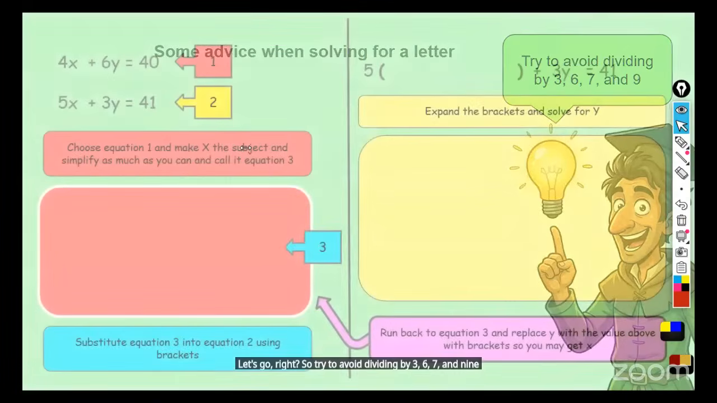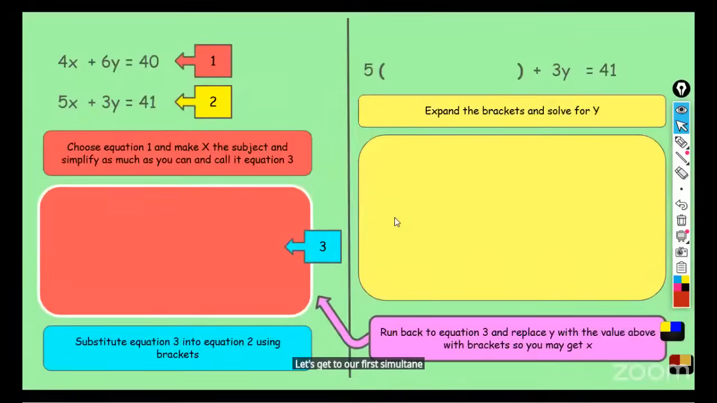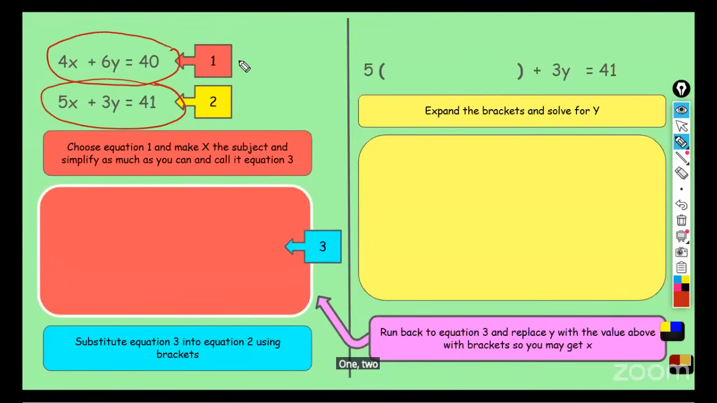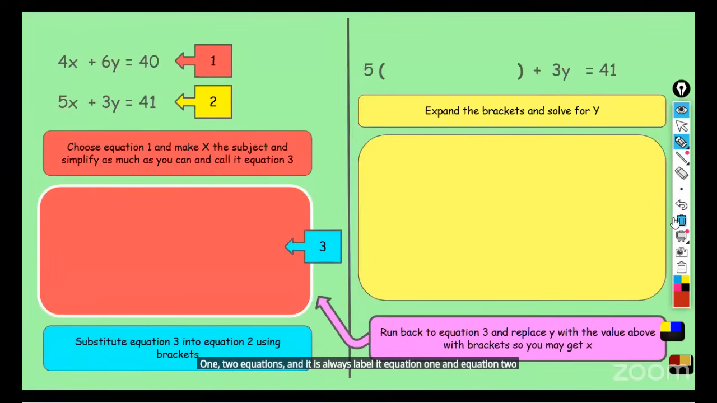Let's get to our first simultaneous equation question. For those who may not have seen a simultaneous equation yet, in a simultaneous equation, they just always give you two equations. Look at it. 1, 2 equations. And it is always labeled equation 1 and equation 2. The aim of a simultaneous equation is to find the value of X and to find the value of Y. You have two missions: to find the value of X and Y.